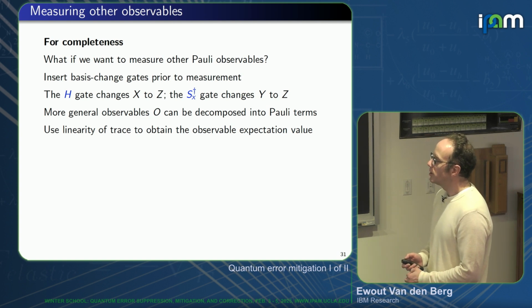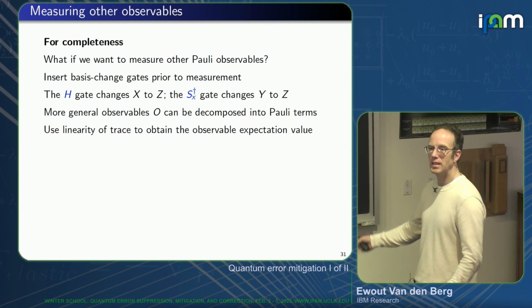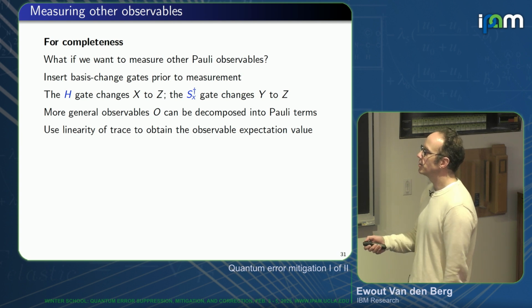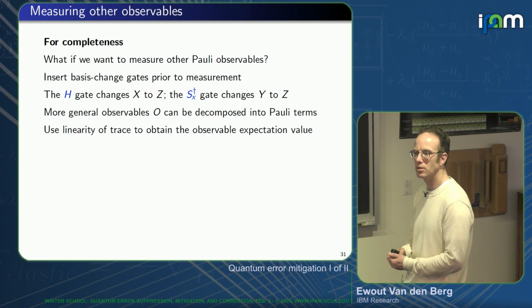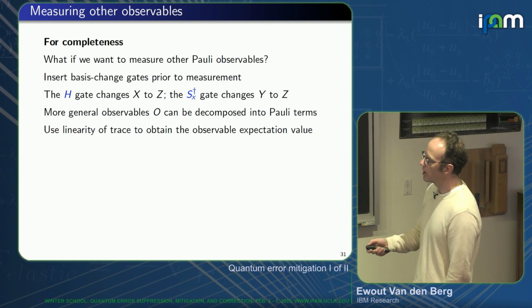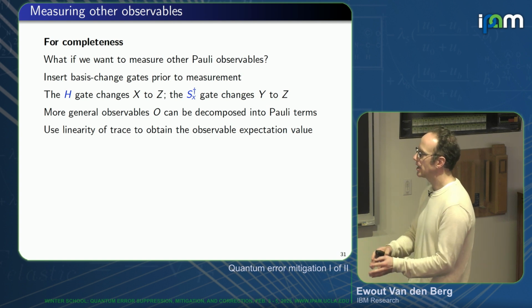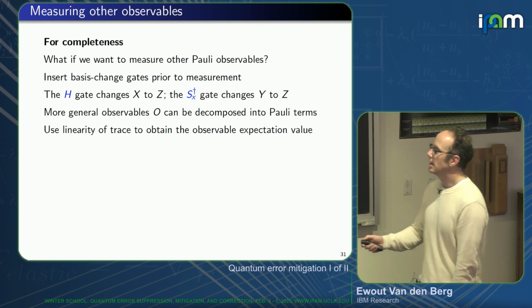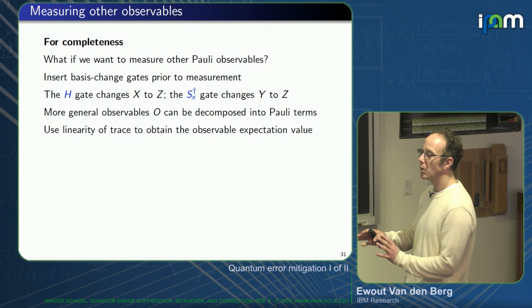So now, what if we want to measure something else than the Pauli z observable, or maybe just anything else? If we want to do other Pauli observables, we can just insert basis change gates before measuring. If you apply a Hadamard gate, it will change x to z and vice versa. So if you want to measure x, you first apply Hadamard, it will be a z, and we can measure z's. And likewise, I think square root of x dagger changes y's to z's.